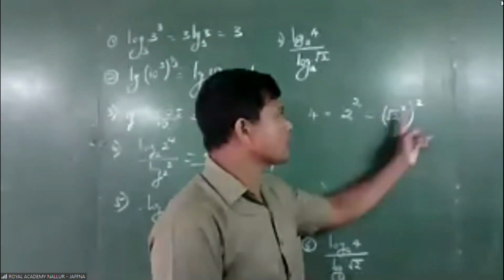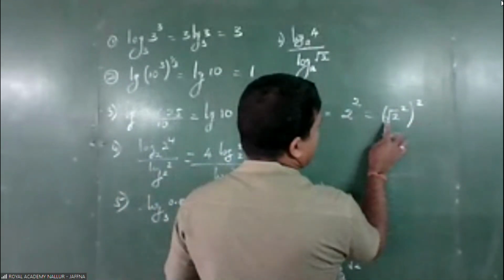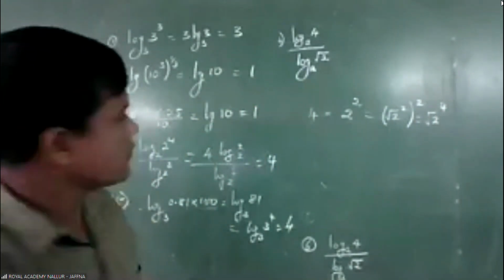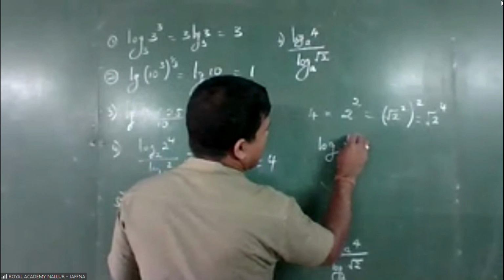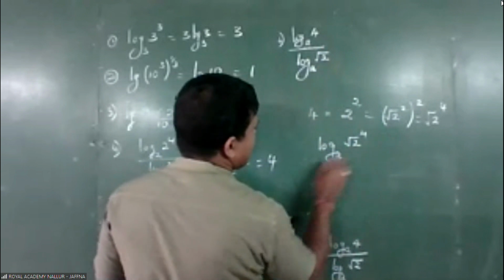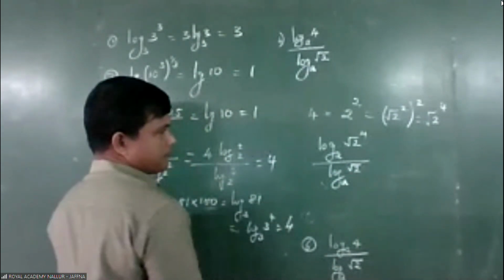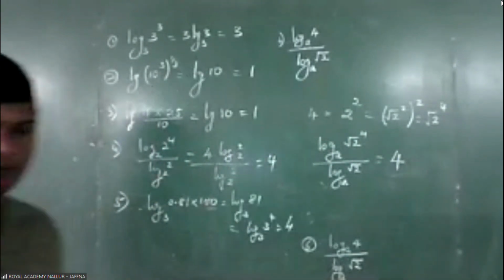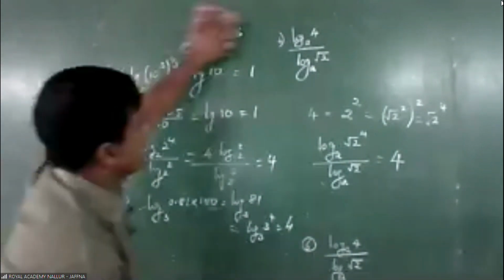2 to the power 2 is 4. So instead of 4, you can use this. Finally, this is square root of 2 to the power 4. So with the help of that, you can write log 4 as log of square root of 2 to the power 4 to the base 8, upon log square root of 2 to the base 8. So this 4 comes in front, and these two values are the same. Therefore, the final answer is 4. Check your answers.